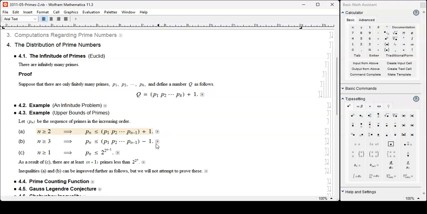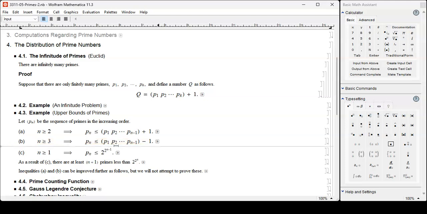So the nth prime cannot be outrageously far away from the other n minus 1. And we can improve this a little bit further if I start from n equal to 3. So here we have plus 1. Here we have minus 1. So the second inequality is a little bit more improved. The nth prime is less than the product of all those primes thus far minus 1, when n is greater than or equal to 3.